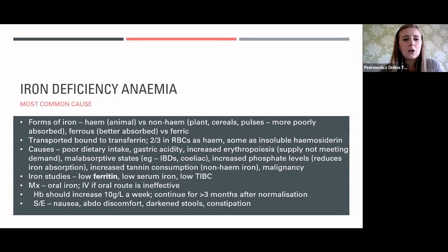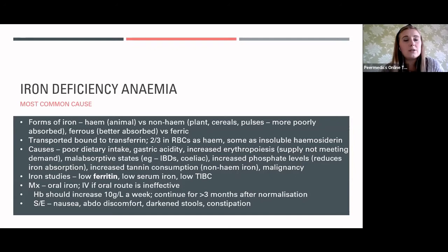If you're not too familiar with how iron is transported, it helps to have a bit of a background idea of it. It's transported bound to a molecule known as transferrin, which is why we look at transferrin in iron studies, to see how occupied those are.